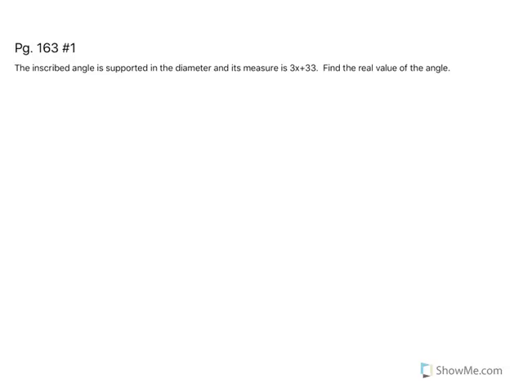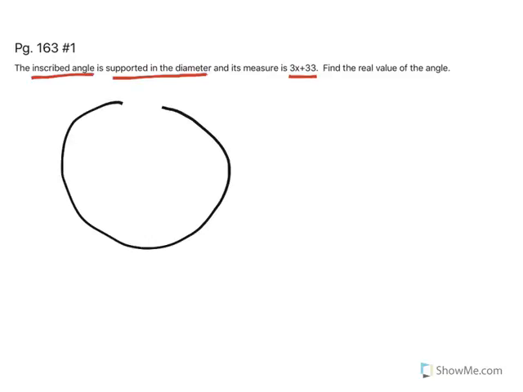So knowing this, we're going to move on to a few example problems. In this one it says, the inscribed angle is supported in the diameter, and its measure is 3x plus 33. Find the value of the angle. So first I'm going to draw a circle, and then it says the inscribed angle is supported in the diameter, so I'm going to draw a diameter next. We know that the measure of diameter central angles is 180. We'll draw the inscribed angle up here with its vertex on the circle.